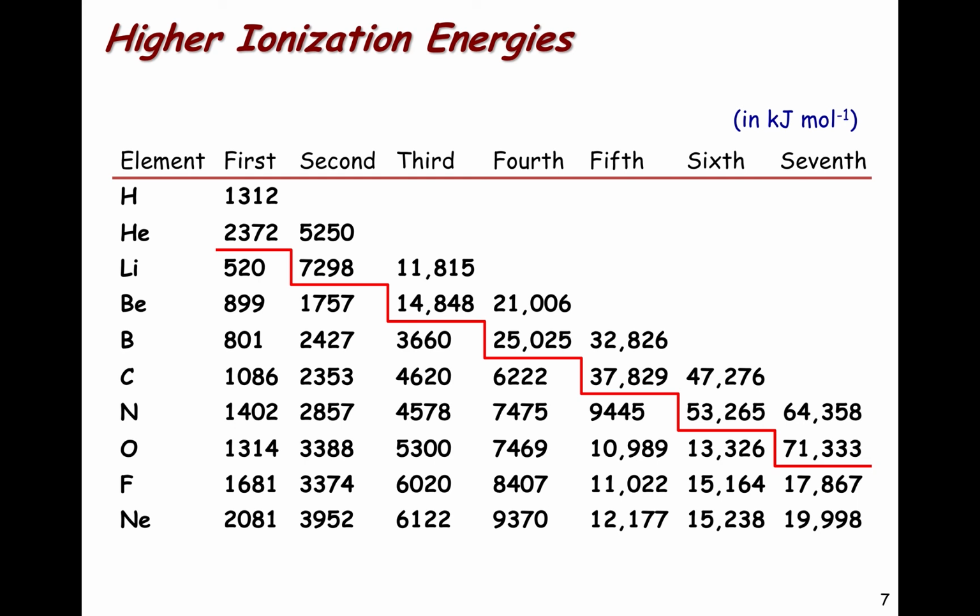Likewise, if we look at all of the data for the first and second period elements, we see this general pattern of energetically costly removal of core electrons. You'll also notice that the first ionization energy is generally increasing from left to right. This is also true for all the other ionizations.